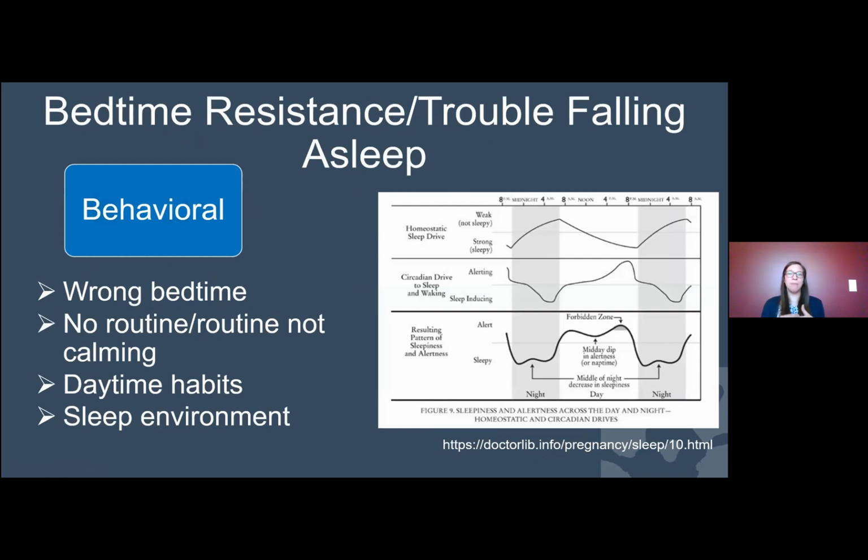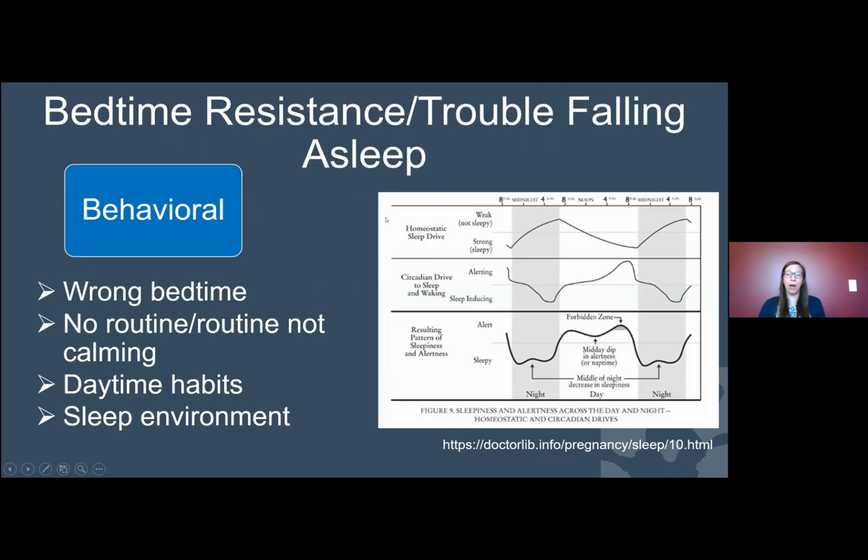Okay, so first is bedtime resistance and trouble falling asleep. So there are a lot of behavioral things that can affect this. The first one that I didn't talk about a lot before, but wanted to point out, is the wrong bedtime. So this graph over here is a good demonstration of why putting a child to bed just a little bit early is actually a really bad thing.